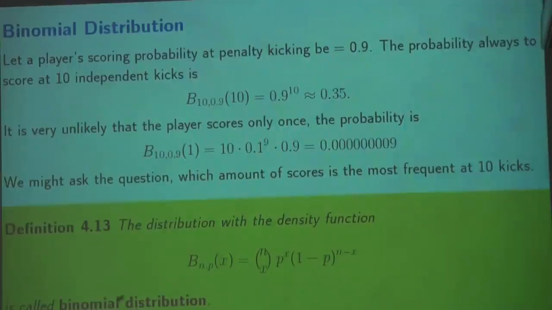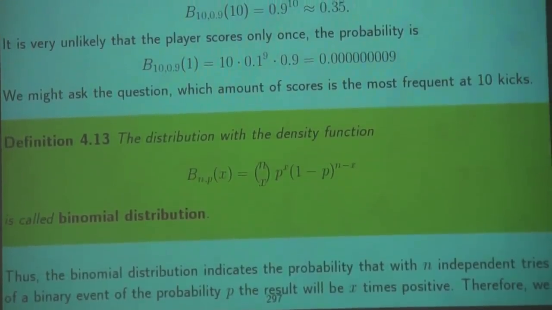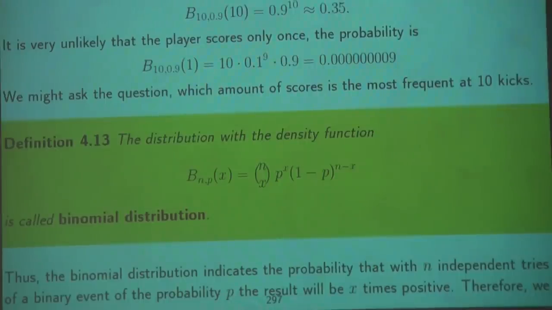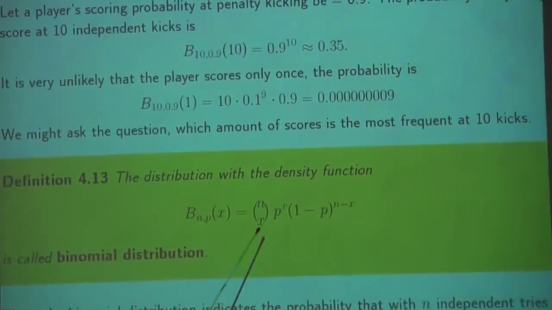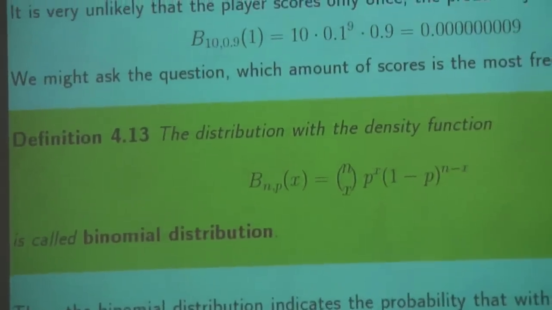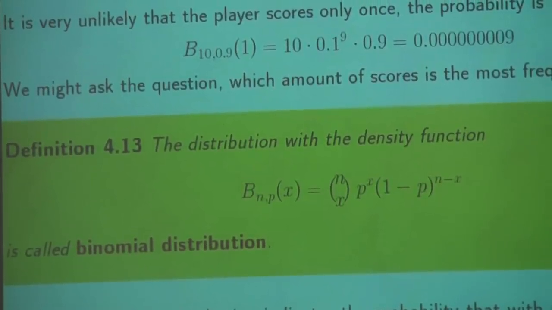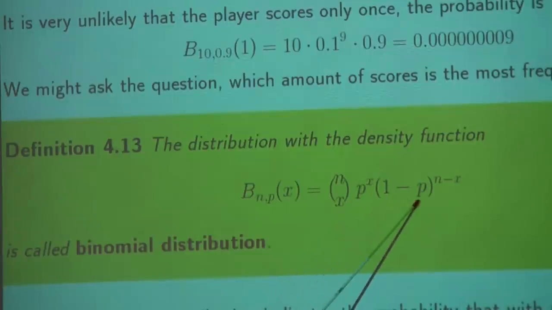I mean, the binomial distribution is exactly what we have here, just written a little bit more complicated. So if we have a binary event with a probability of P, this P was 0.9 up here, then we have P to the power X times (1 minus P) to the power N minus X. Look, P was 0.9 and X was 1: to score 1 goal out of 10 kicks. So we get P to the power 1 times (1 minus P) to the power 9. That's what we had here. And here in front we have the binomial coefficient N over X.